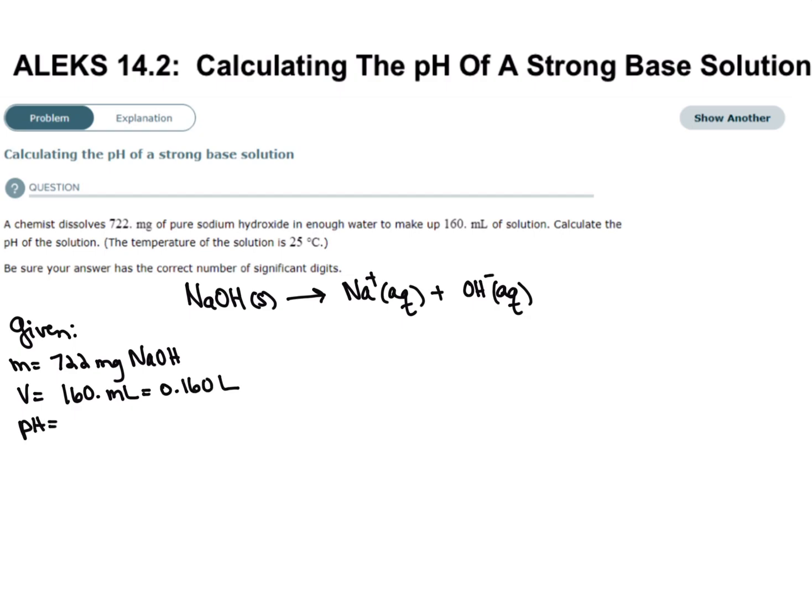And they're asking about pH. Now, pH is the negative log of the concentration of H3O+. So we're going to have to somehow go from sodium hydroxide to moles of OH- to concentration molarity of H3O+. So the first thing I want to do is convert my sodium hydroxide into moles of OH-.